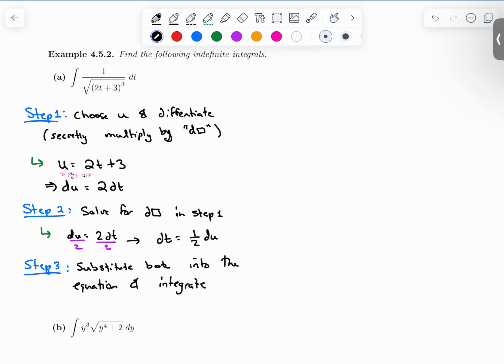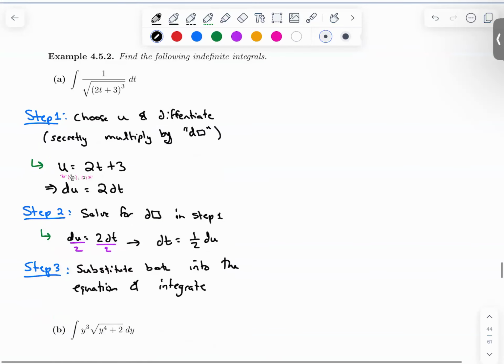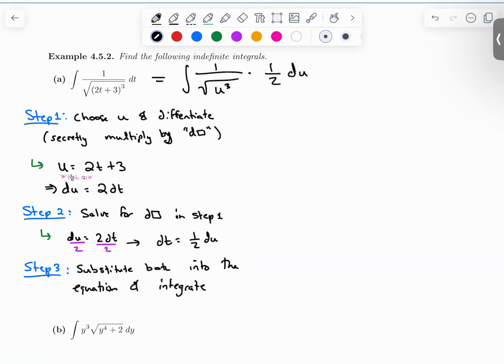We're going to actually start doing the problem. So you're going to choose the u, you're going to differentiate it, and then multiply by dt or dy or dx or dz or whatever it may be to get du is equal to 2 dt in this case. And then you're going to solve for the independent variable. So in this case, t. The next case, you're going to be solving for dy. In the case after that, you're going to be solving for dx, so on and so forth. And then you're going to substitute those things into the equation. So what we'll get is that this is equal to the integral of 1 over the square root of u cubed times 1/2 du.